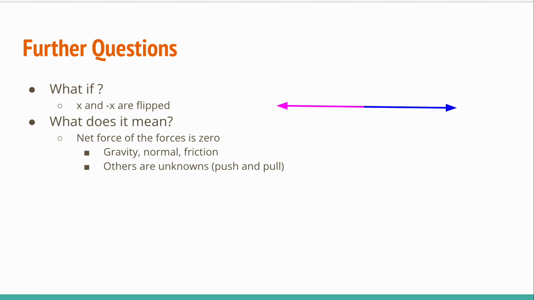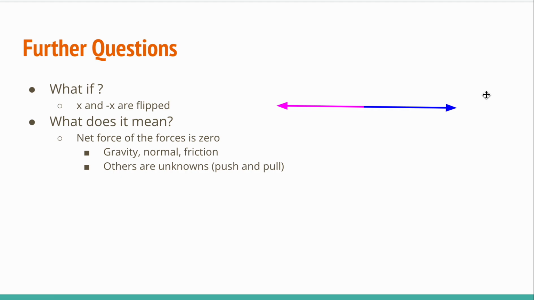Here are some further questions. If the x-axis were flipped, then as you can see from this arrow, the blue arrow is the coordinate system that I designated using Tracker, where right was positive x. The magnitude of that would be the same if x and negative x were flipped. The only difference would be the direction. So the position time graph would have the same slope and therefore the same velocity, but it would be in the opposite direction.